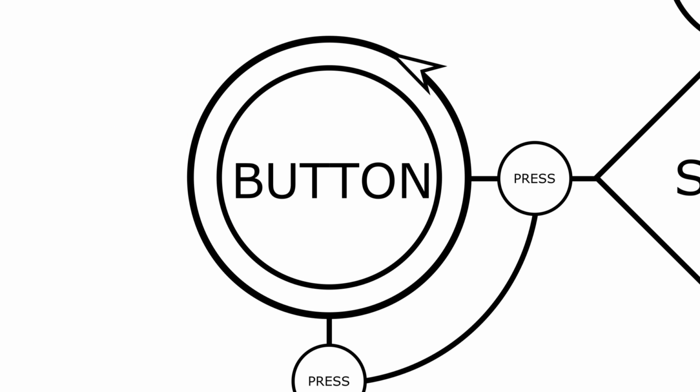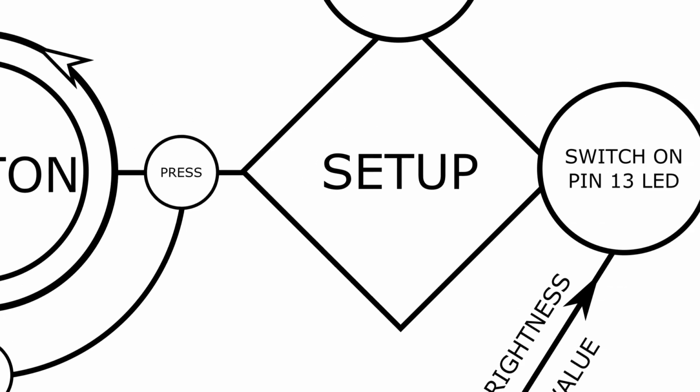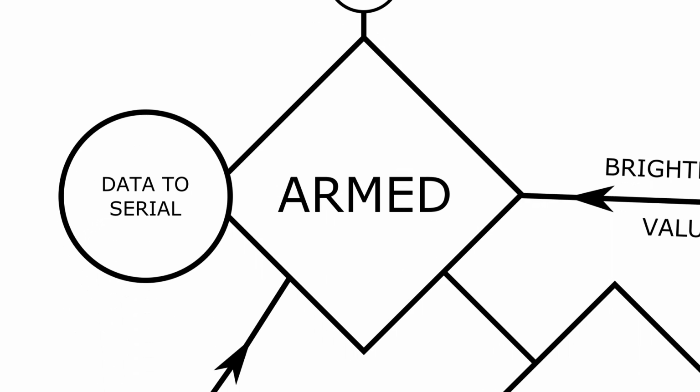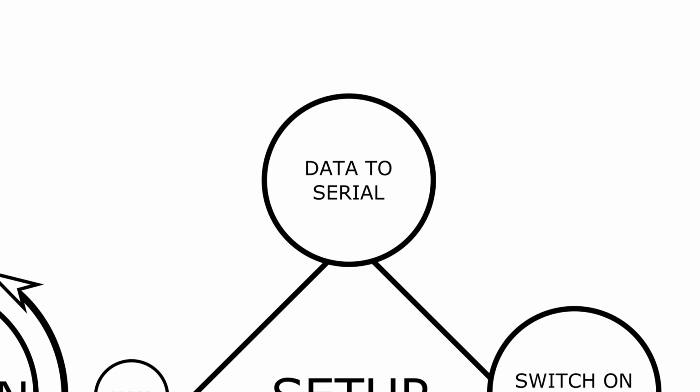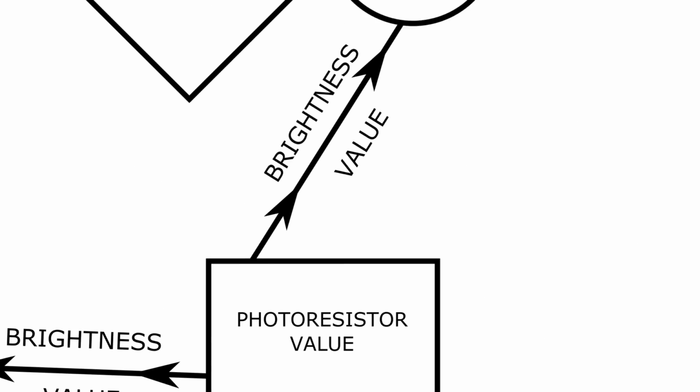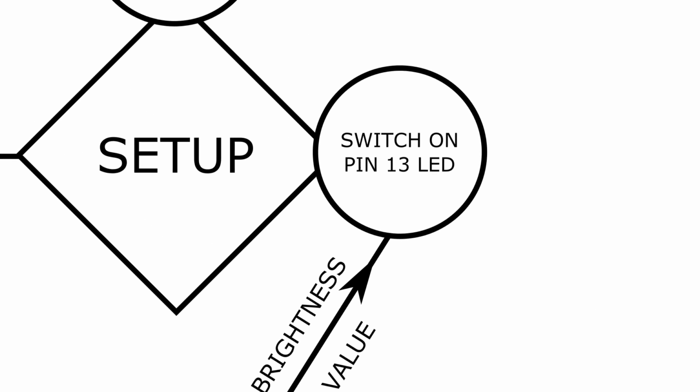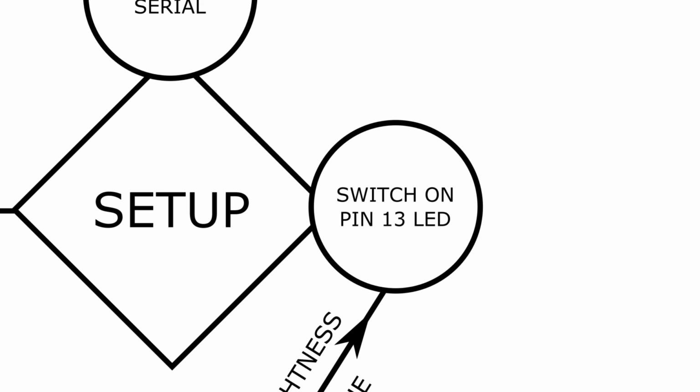It continuously checks to see whether the button is pressed. If it is pressed, we enter the setup mode. If pressed again, we enter armed mode. If we are in setup mode, it does the following. It outputs the values to a serial port. When the light on the photoresistor is bright enough, then pin 13 lights up. This feature allows one to aim the laser.